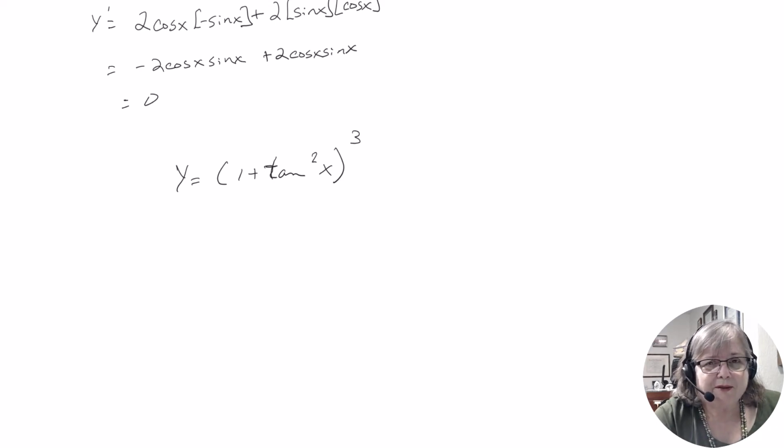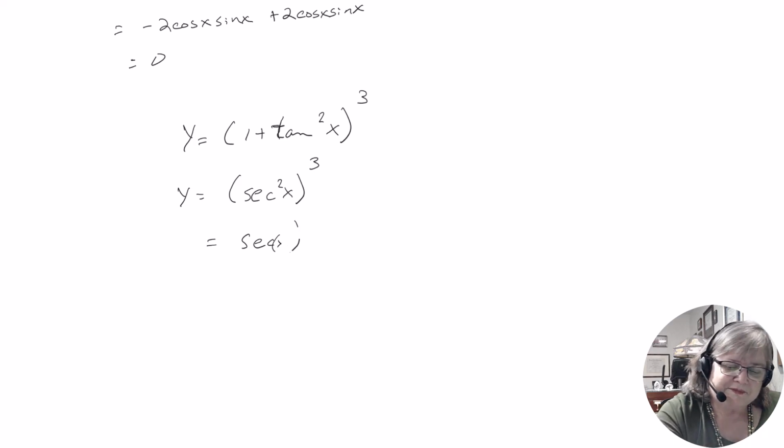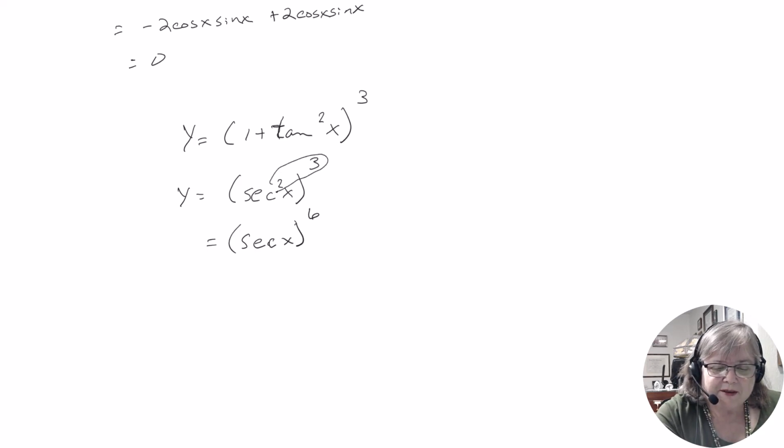I want you to stop the video and give it a try. And if you're back, you would go, oh wait, 1 plus tangent squared is secant squared, so it's secant squared x cubed. And secant squared x cubed is secant x to the 6th, because these are going to multiply.